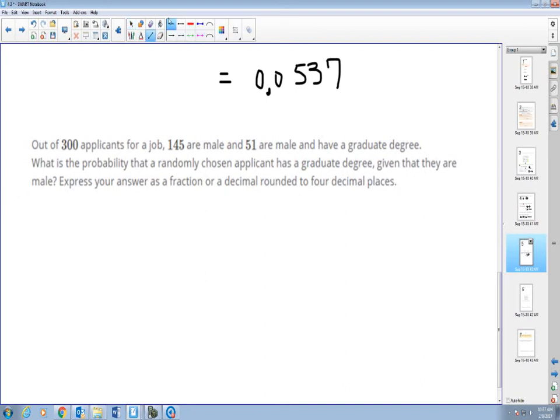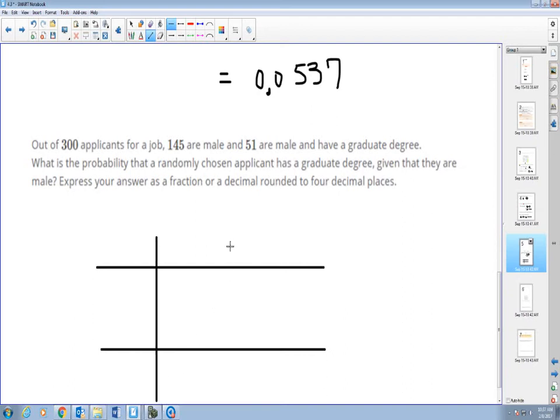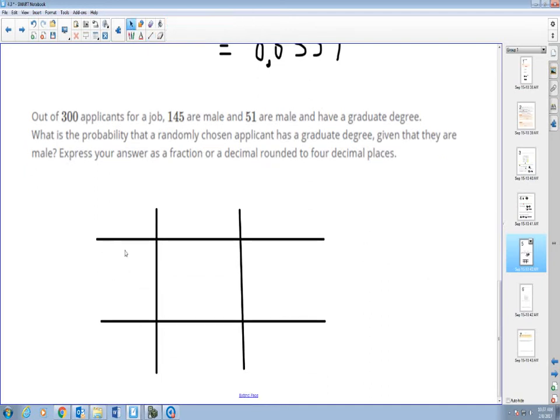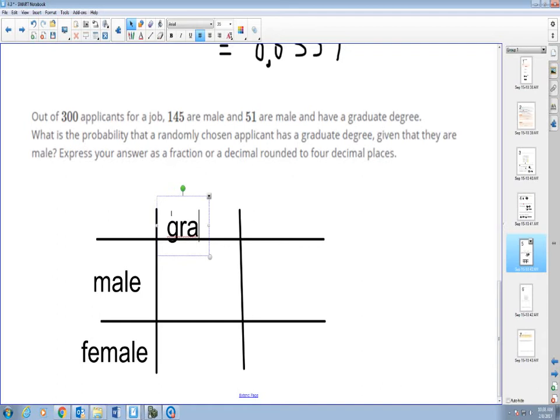All right, so let's take care of the table first. Let's see what's going on here. What I have here is male. So if I have male, that means I have female. So let's say I have categories male and female. And they said something about 51 males having a graduate degree, so here I can have a graduate degree. The other category, why don't we just say not graduate degree.